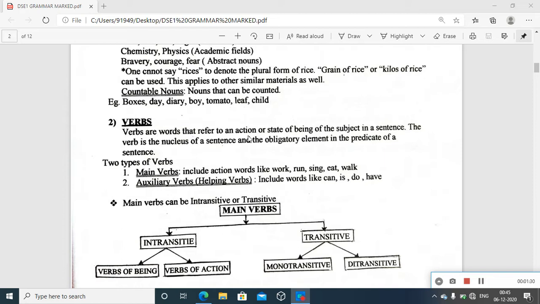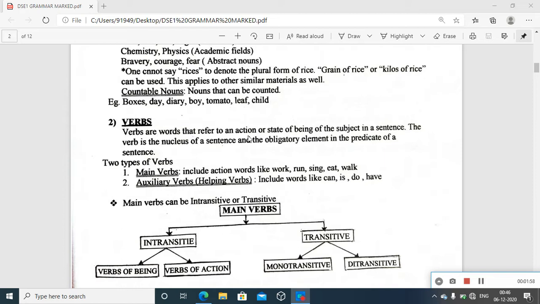But as usual, we have some categorization. We have to subdivide it into categories according to certain criteria. Here, the verb is the nucleus of a sentence. That is an additional description of the same. That is, the verb is the nucleus.